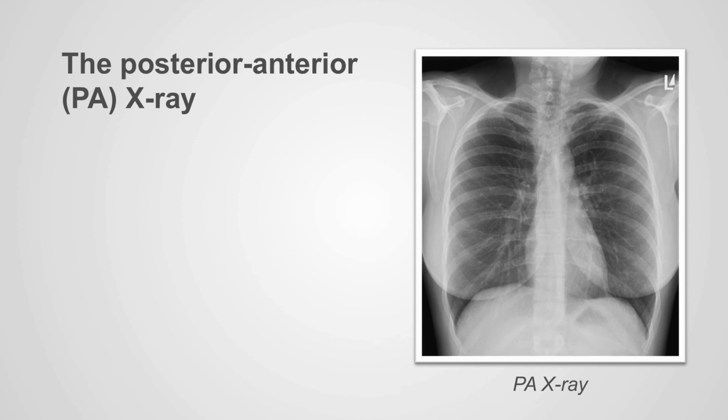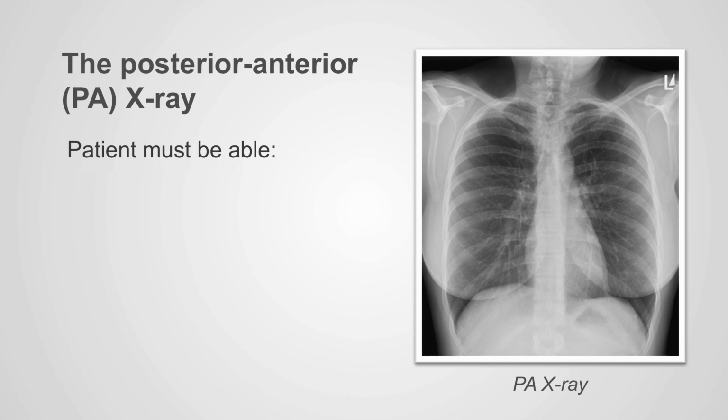The preferred examination is the posterior-anterior X-ray. This examination is usually performed in the X-ray department with the patient standing with their anterior chest closest to the X-ray detector. The X-ray beam courses through the chest from back to front or from posterior to anterior. This orientation minimizes the magnification of the heart. The exposure is taken at maximum inspiration.